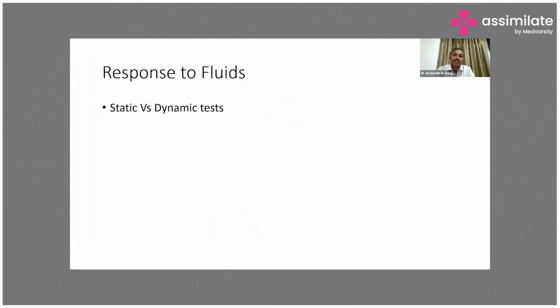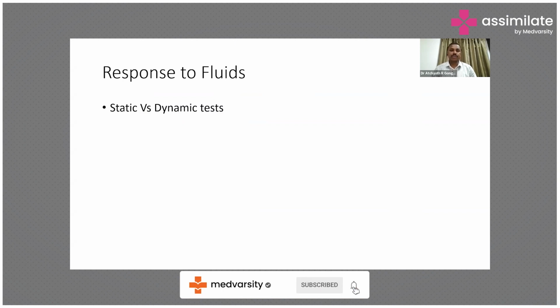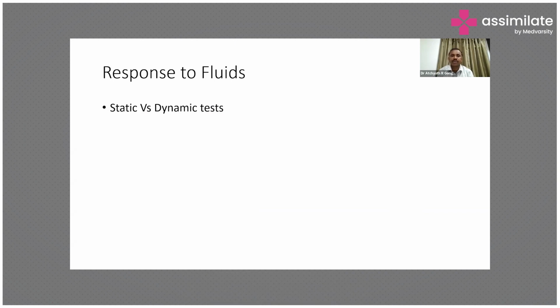A response to fluids. So does your patient need fluids? And is he going to respond to your fluids? Is your fluid going to help the patient or not help the patient? So the classic example you see: you're in the ER, you have a patient where the blood pressure is on the lower normal side, and the patient has pedal edema and is struggling to breathe. And as a knee-jerk reaction, you wouldn't end up giving fluids here.